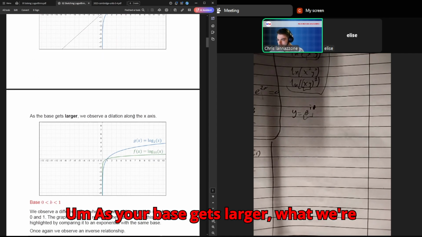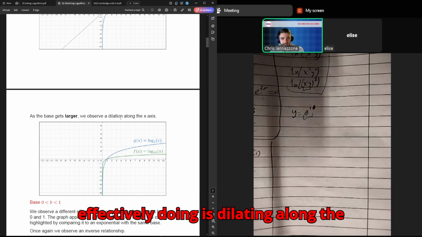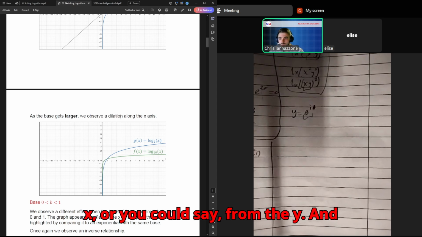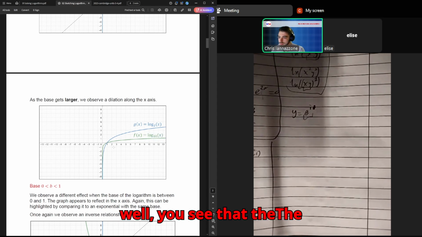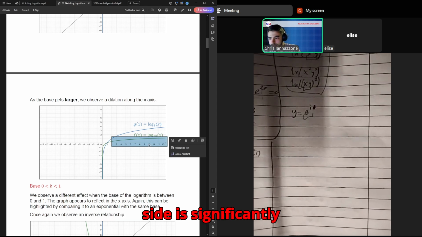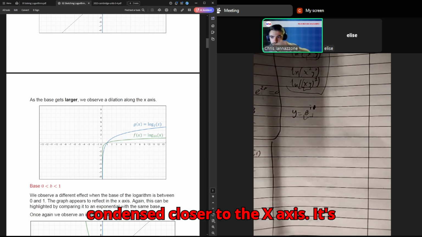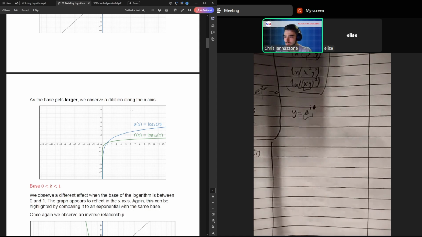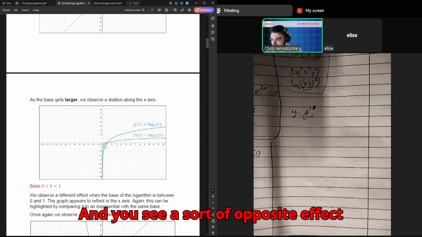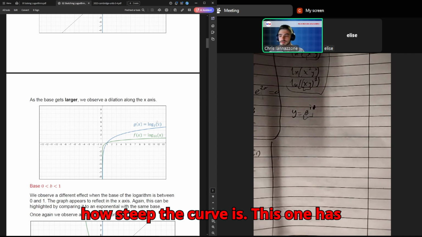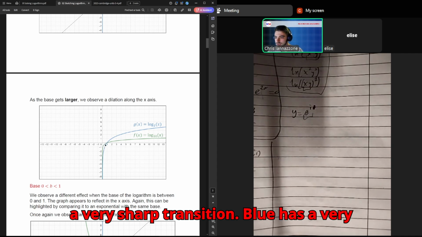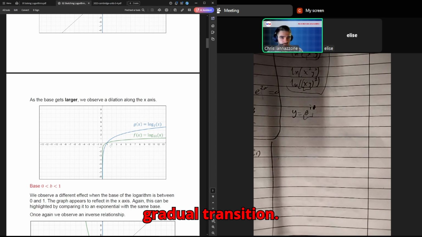As your base gets larger, what we're effectively doing is dilating along the x, or you could say from the y. And so if you compare log 2 of x to log 10 of x, you see that the rate at which it shoots to the right-hand side is significantly condensed closer to the x-axis. It's getting further along the x. And you see a sort of opposite effect over here. So basically it just tells you how steep the curve is. This one has a very sharp transition. Blue has a very gradual transition.